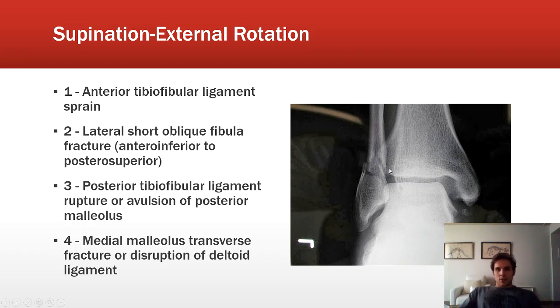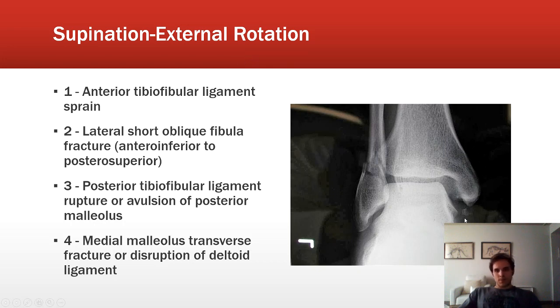In this type of injury, if the force continues all the way around, you may end up with either a medial malleolus transverse fracture or disruption of the deltoid ligament. And if all four of these things have occurred, you end up with a trimalleolar or trimalleolar equivalent fracture. Very unstable. Traditionally, external rotation forces that progress all the way around result in some of the more unstable ankle fractures.